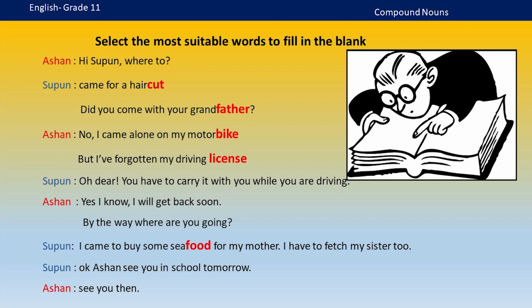See you then. Shall we look at the compound nouns that we have used? Haircut, grandfather, motorbike, driving license, and seafood. I'm sure you got them correct.